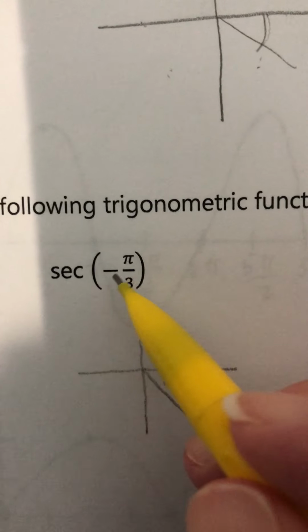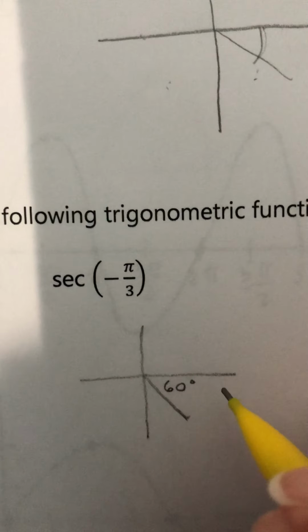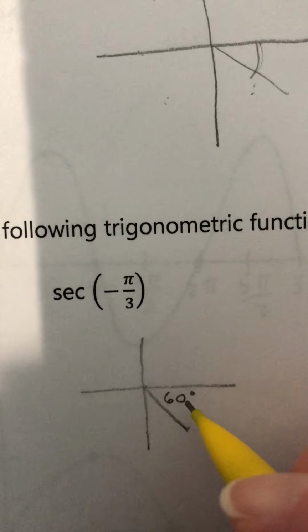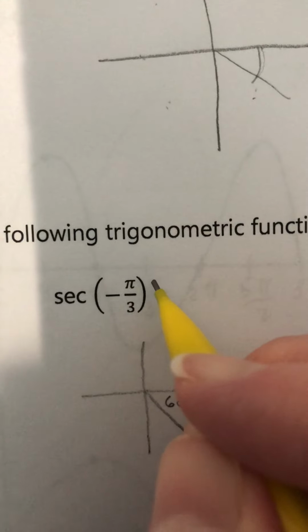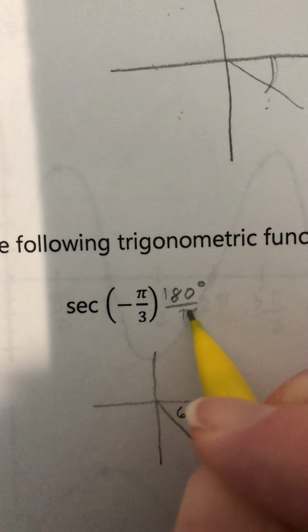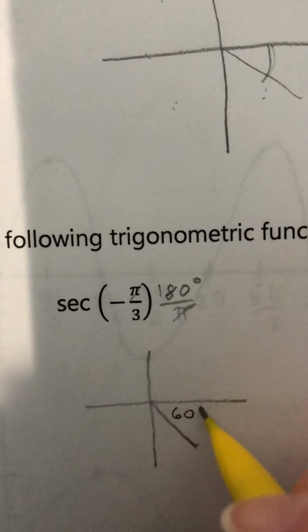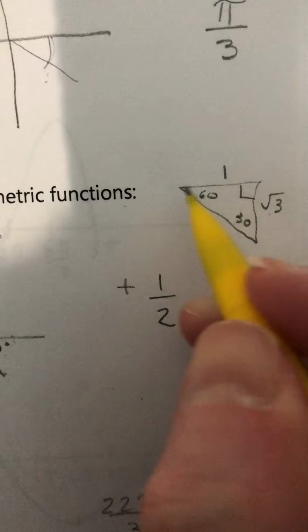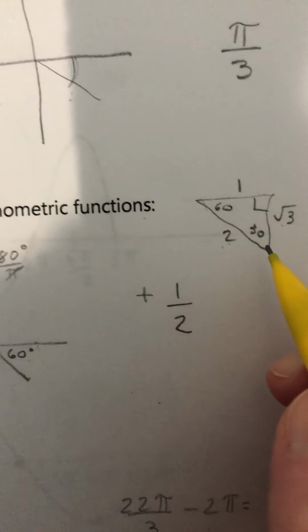The secant of negative pi over 3. Negative means I'm turning this way. I converted pi over 3 to 60 degrees by multiplying by 180 degrees over pi. That's how I'm getting the 60. So it's like a turn of negative 60. So go to your triangle here.